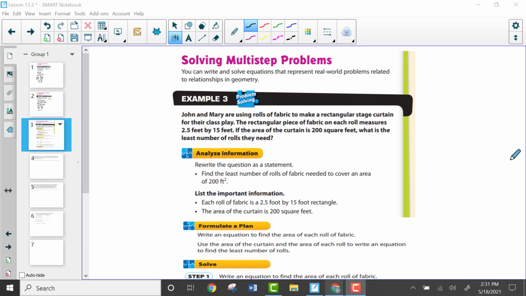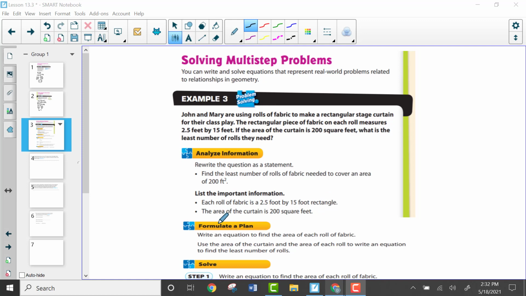So the book does a really nice job of going through the different steps that you want to take in solving a problem like this. So the first thing you want to do is analyze the information. You want to rewrite the question as a statement. What this does is this helps you focus in on what you're going to need to find. So the question is, if the area of the curtain is 200 square feet, what is the least number of rolls they need? So basically what you need to do, you need to find the least number of rolls of fabric needed to cover an area of 200 square feet.